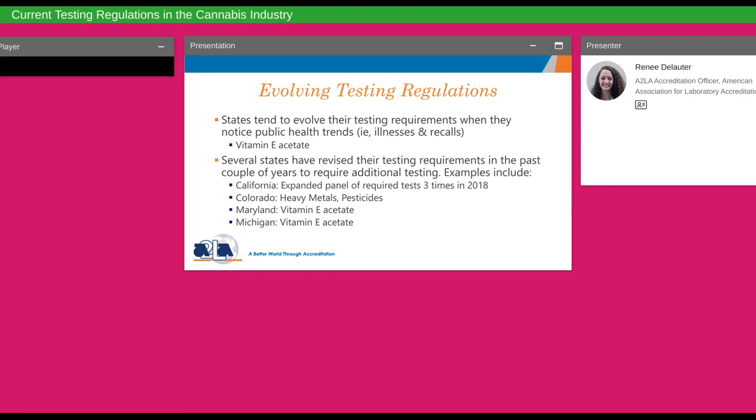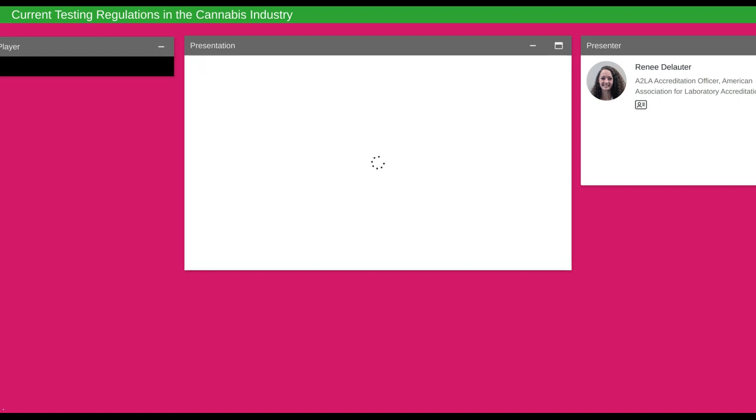Oklahoma is just one state adopting the system. Several other states have revised their testing requirements in the past couple of years to require additional testing. California expanded the panel of required tests 3 times in 2018 alone. And Colorado now requires heavy metals, pesticides, and microbials to be tested.